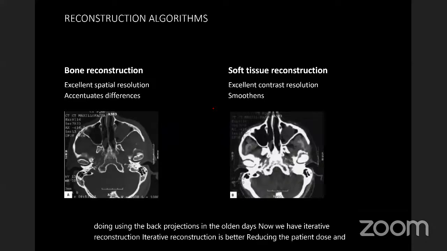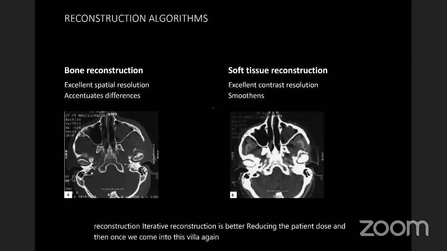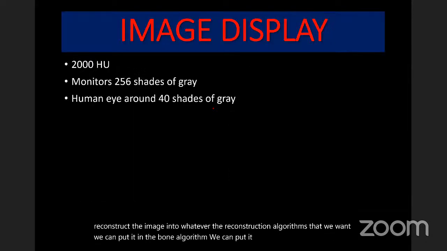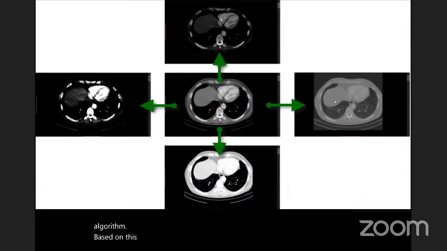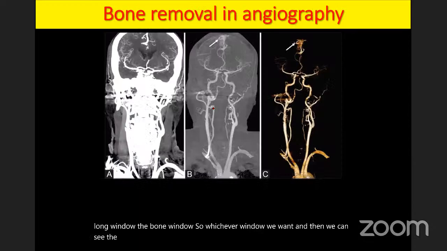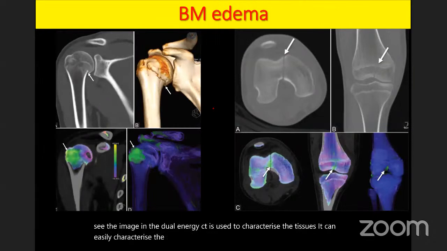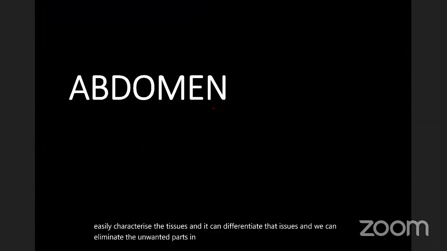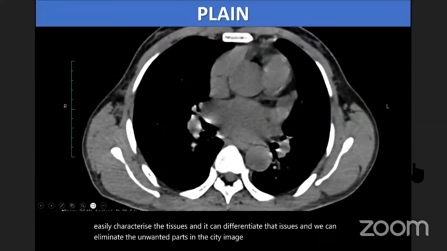Once we come into this, we again take the raw image data and reconstruct the image using whatever reconstruction algorithm we want. We can put it in the bone algorithm, or in the soft tissue algorithm. Based on this, our image appearance will vary, and we can even put in the lung window or the bone window, whichever window we want, and then we can see the imaging. And dual energy CT is used to characterize tissues. It can easily characterize and differentiate the tissues, and we can eliminate the unwanted parts in the CT image. Okay, so we had discussed thin slice CT and thick slice CT.